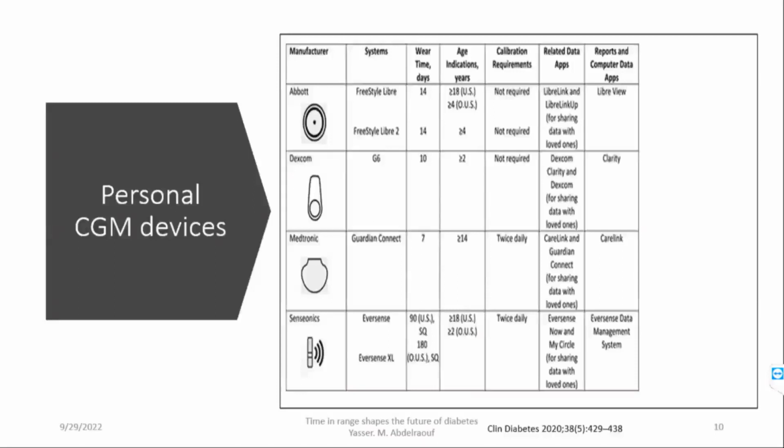These are the personal continuous glucose monitoring devices available. Abbott has 3 continuous glucose monitoring devices. The Libre 2 and Libre 3 are available now, and Dexcom has the G6 and Medtronic has the Guardian. And this is the long-acting one from Senseonics, the Eversense, and the sensor can be used up to 90 days. But the problem with the Eversense is that the sensor must be applied by a healthcare professional and not by the patient.